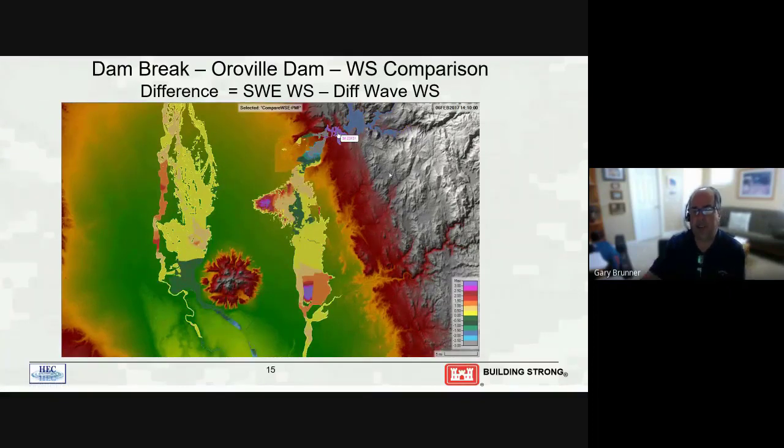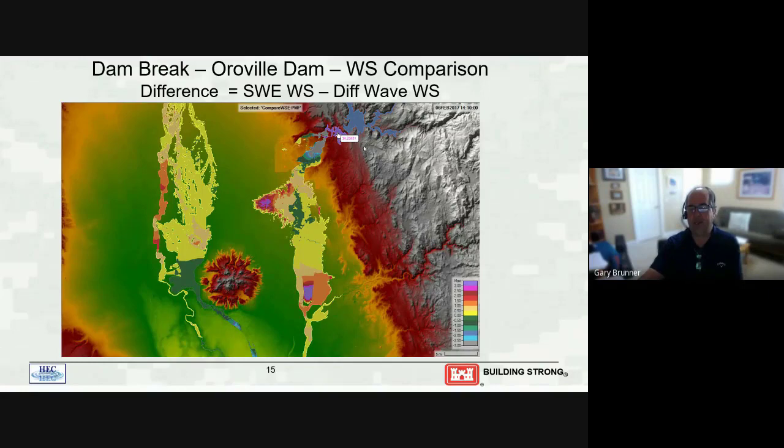Here we're 20 minutes and we're into the breach now. Right up by the dam, I clicked on the water surface and the difference was 34 feet, meaning that the shallow water equations right by the dam in that canyon were producing water surfaces higher than the diffusion wave by 34 feet. That's huge, right?